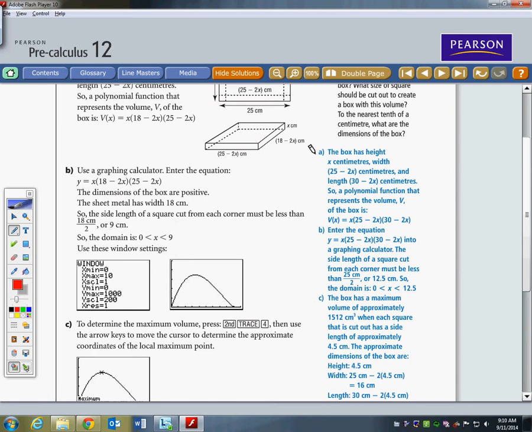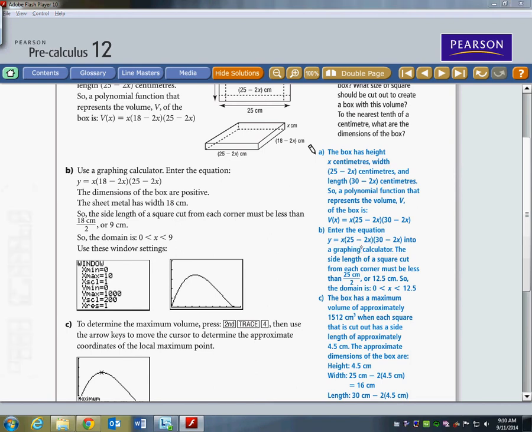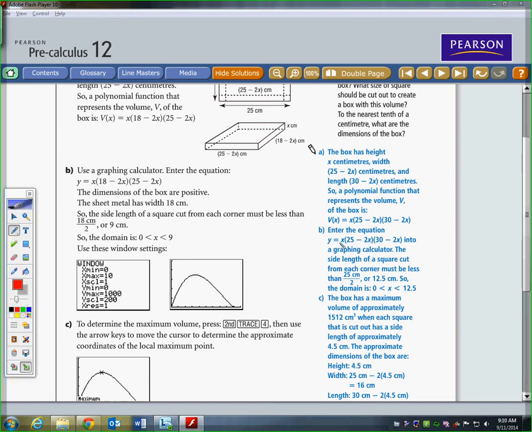Well, even before you type it into your graphing calculator, looking at our 3 dimensions, the rule is that all 3 dimensions have to be positive, greater than 0. So the restriction on the first one is that x has to be greater than 0. Can't be equal to 0. I won't make that mistake again. So that's from the first dimension.